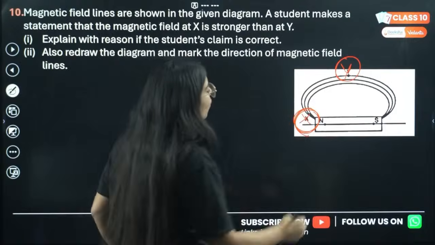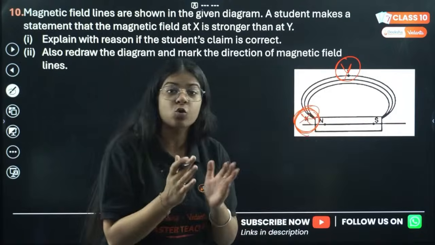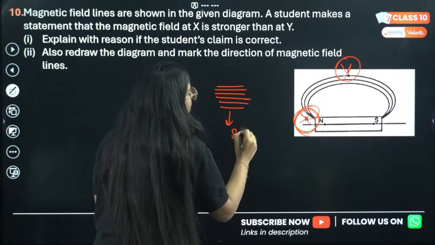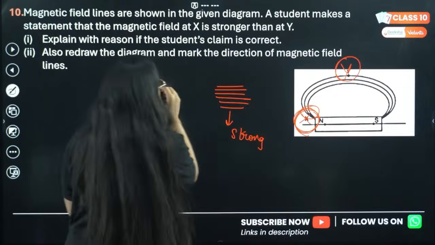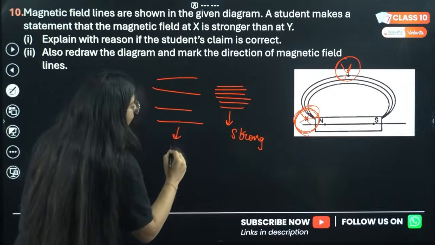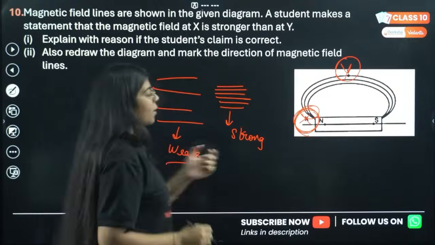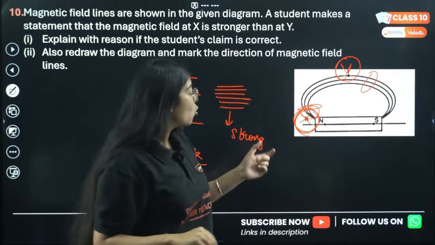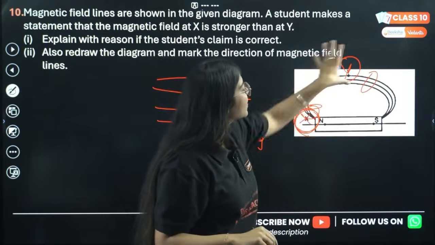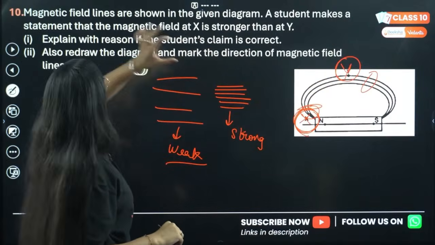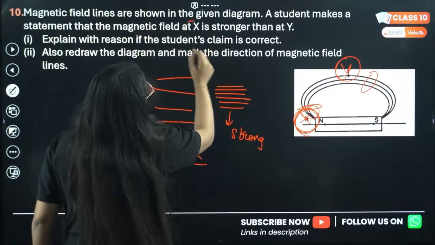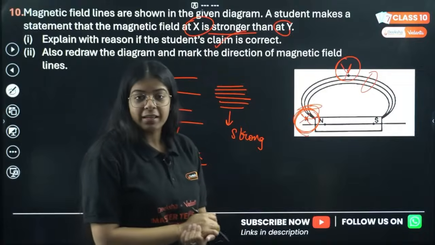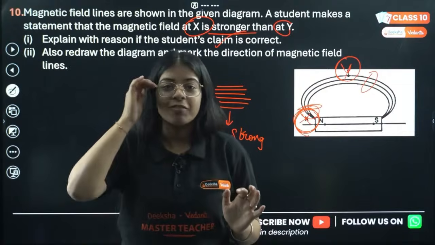Why? Because here magnetic field lines are very close together, and we know if magnetic field lines are very close together, it will be a strong magnetic field. Correct? And if they are far away, it will be a weak magnetic field. Comparing these two, these are far away and these are very close. So the magnetic field will be more at X than at Y. So what did the student say? That magnetic field at X is stronger than at Y. So he was correct. Why? Because the strength of magnetic field depends upon the closeness of the field lines.